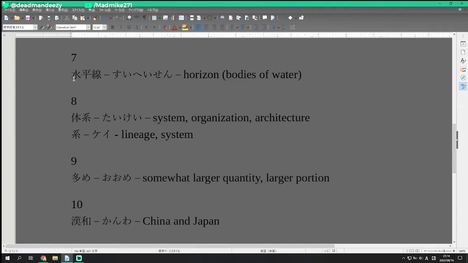Number 7 is sui hei sen. Sui on the left side is water, hei in the center is equality, and sen on the right side is a line. So the sui hei sen is the line of water that is equal or level on the horizon. A horizon for bodies of water is a sui hei sen, or the even line of water on the horizon.